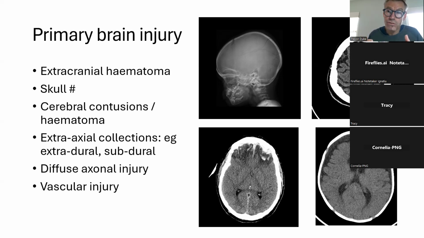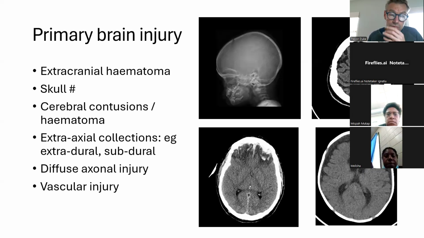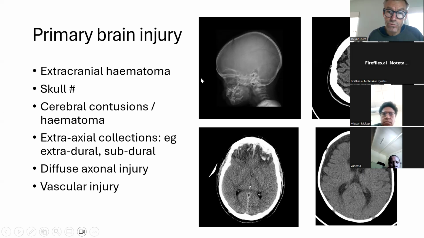And I've shown both the X-rays and the CT scans of different sorts of primary brain injury. Even though perhaps you don't have CT scans in all hospitals, there are certain patterns of CT scan changes that you can see and can identify different types of primary brain injury. So first of all, skull fractures, which are just evident on X-rays.